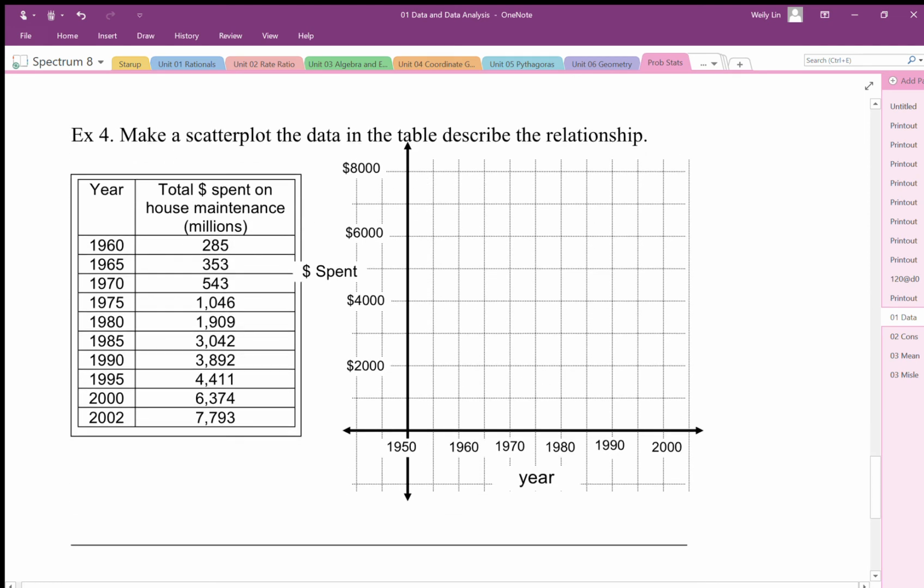So let's do this one here. I want you to do this scatter plot, and I'm going to pause the video so that you can do this on your own, and then you can see how I've done it.